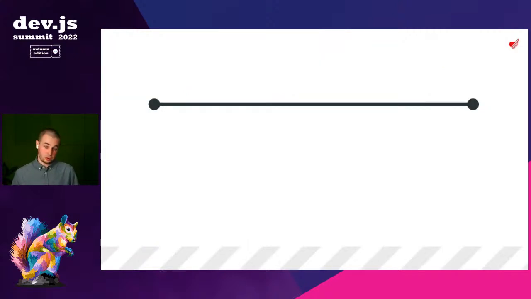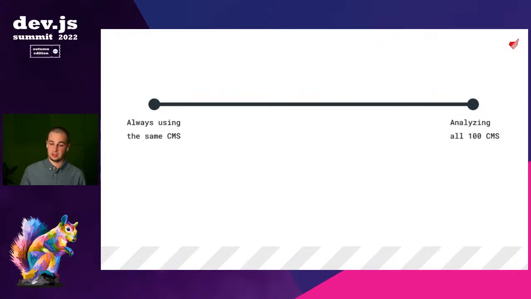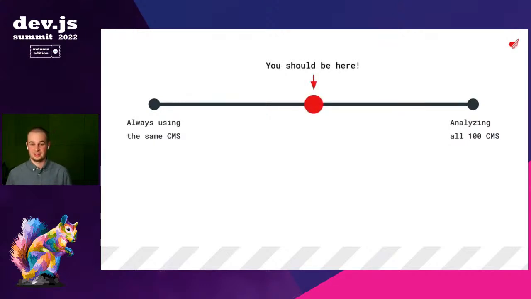So what you could do is always use the same CMS that you used in a previous project, and probably in some cases it will be okay. Also, you can analyze every one of the 100 CMSs using these factors that I shared with you, but you will spend a lot of time on that, and probably it's not worth it, because a big part of these 100 CMSs is very similar. They offer almost the same, the differences are very small. So I would suggest to be somewhere here.